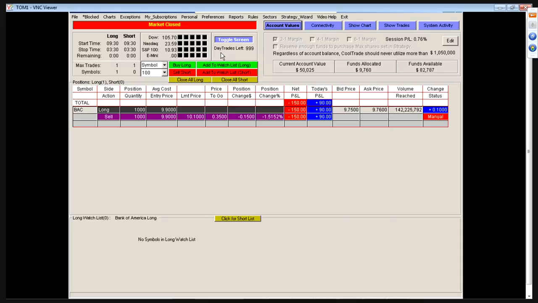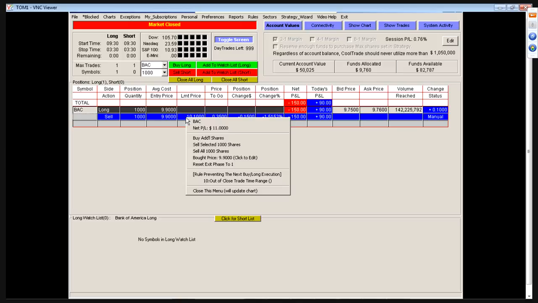These buttons here in the middle, if you ever want to open a position or close a position manually, you can use those buttons. So they're available to use. Also, click on the line, anywhere on the line on the symbol, and you have all these options.